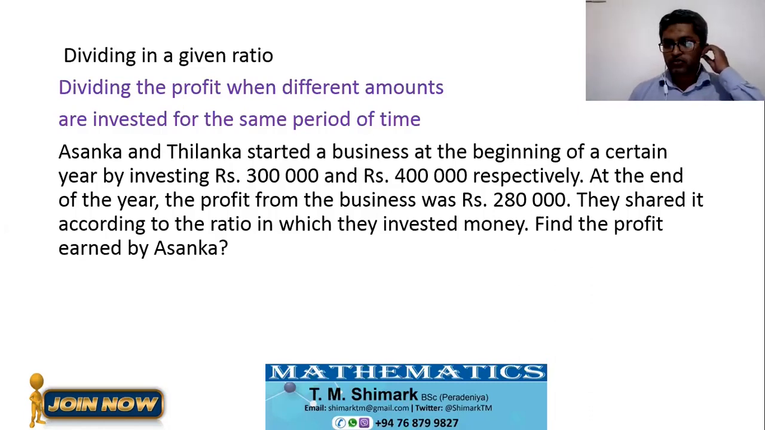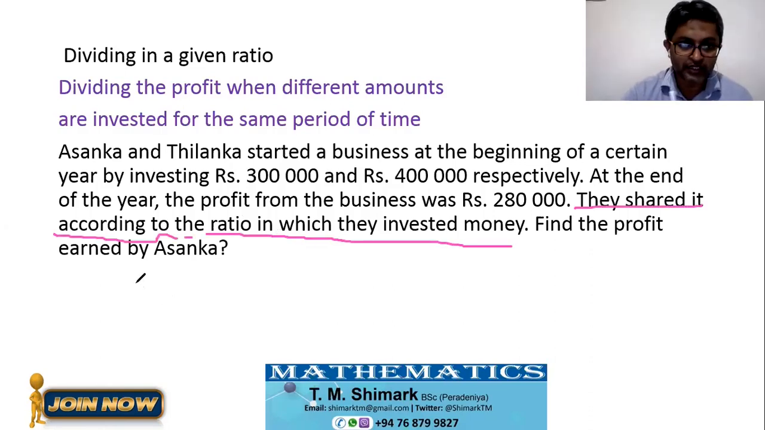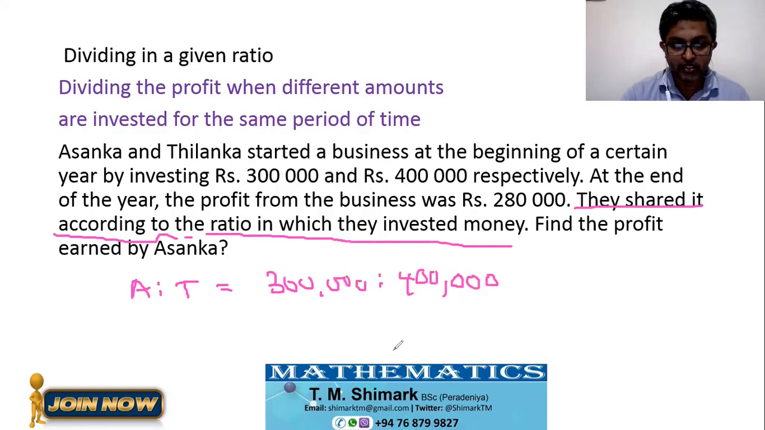Right, now we need to just check how the ratio will be. When we always discussed about simplest ratio. So what is the ratio now? Asanka to Tilanka is 300,000 is to 400,000. If you simplify, what will be the simplest ratio? 3 is to 4, right? 3 is to 4 will be the simplest ratio among Asanka and Tilanka.